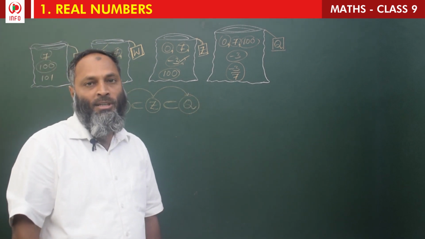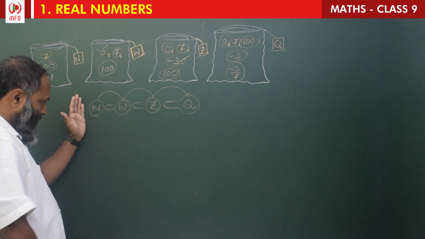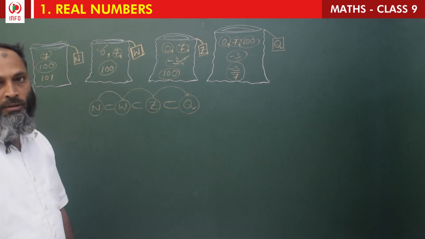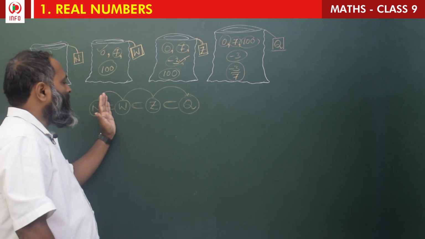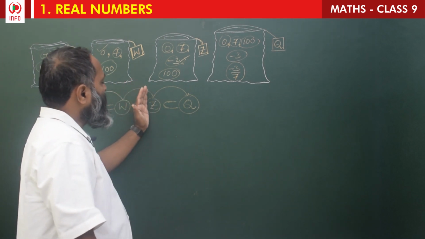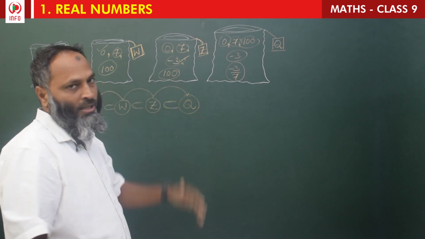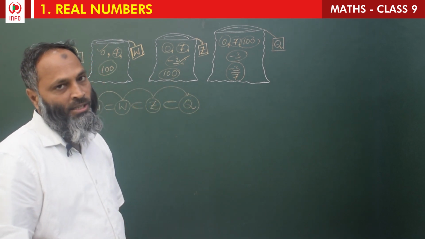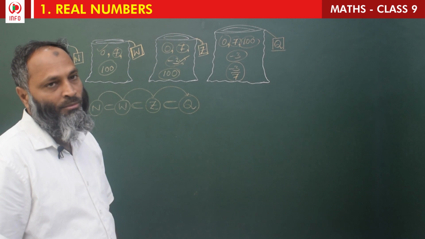Obviously, all the numbers of the set of natural numbers are in the set of whole numbers, all numbers of the set of whole numbers are present in the set of integers, and all numbers of the set of integers are present in the set of rational numbers.